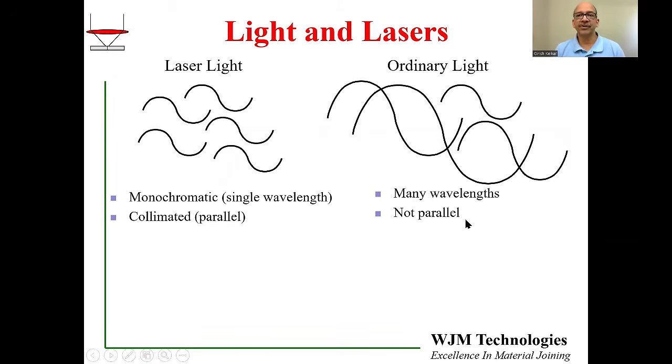To understand that, first we need to understand the difference between regular light and laser light. As I've shown in the schematic on the right, ordinary light has photons of many wavelengths, and they are often not traveling in the same direction. They are not parallel. This is obvious from looking at the light coming out from a light bulb or a tube light. Laser light, in contrast, is monochromatic. That means all the photons coming out from the laser have the same wavelength. Also, this laser light is collimated. That means all the photons are traveling pretty much in the same direction.